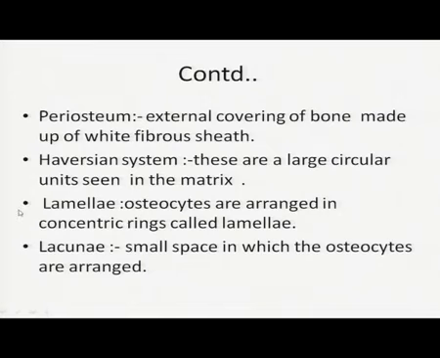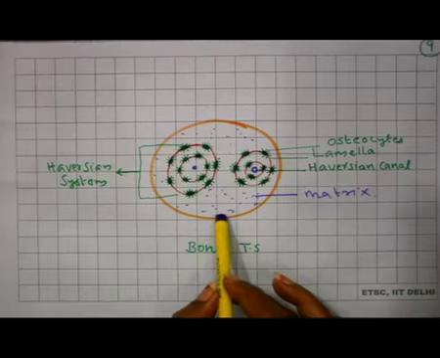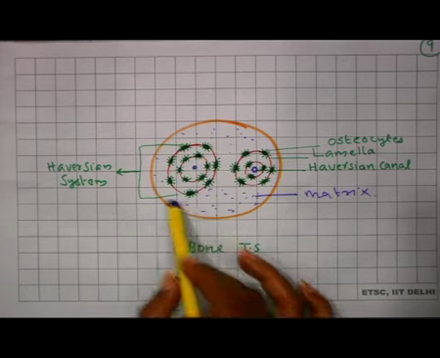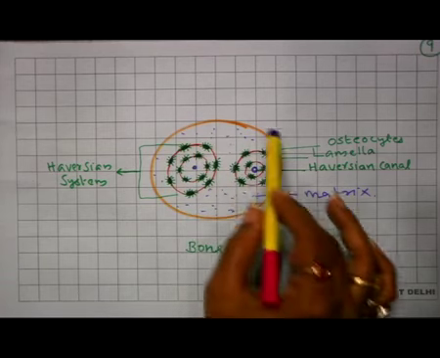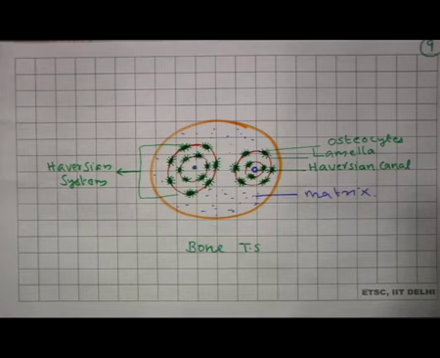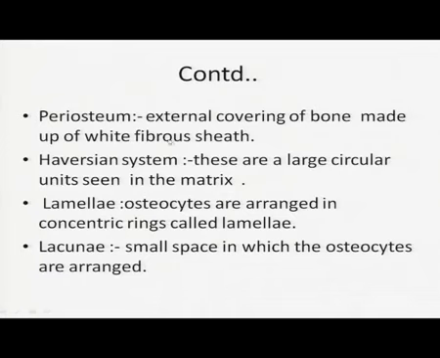Now, coming to the structure of this bone, when we observe this particular diagram, you can see the bone is covered by an outer tissue. That external covering of the bone is made up of a white fibrous sheath. It is known as periosteum. Osteo refers to bone, and peri means outside, periphery. So, externally it is covered by a white fibrous sheath known as periosteum.